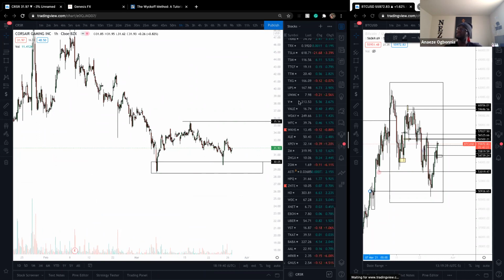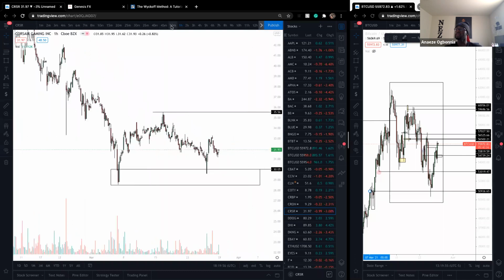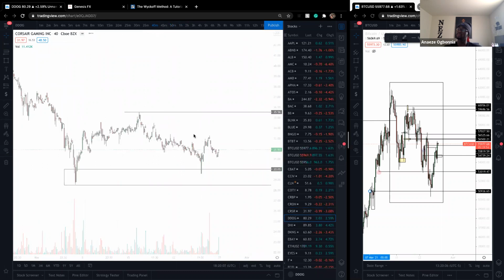But I'm gonna leave it alone for now. What I can definitely say is that CRSR is technically definitely looking a little bullish for the time being. And maybe if you go to the 40 minutes or so, yeah, we can kind of see a little. Does this order block cause that break of structure? So yeah, so D dog.